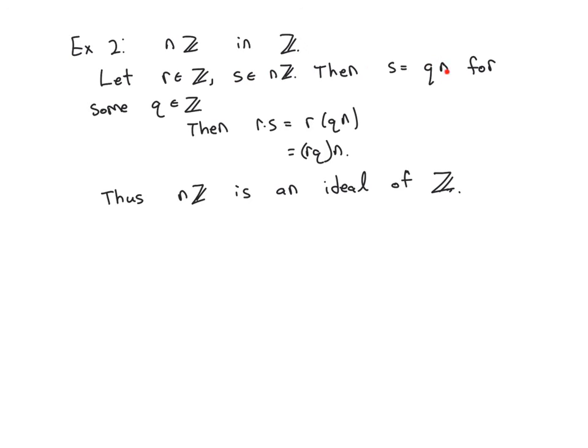So s is a multiple of n. s is equal to q times n. r times s is equal to r times q times n. Associativity holds, and look, r times s is a multiple of n. So this is a generalization of the fact that when you multiply any number by an even number, you get an even number. If you multiply any number by a multiple of 3, you get a multiple of 3. So on and so forth. So this is an ideal. And in some sense, that's what an ideal is. It's a generalization of the concept of multiples.